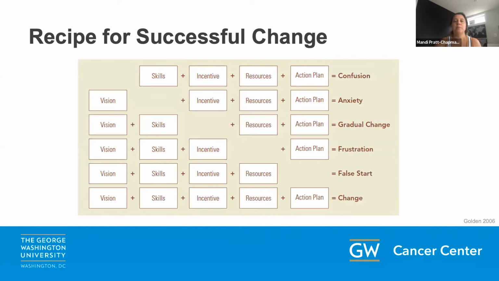And this was one of the most powerful figures. I don't think this article is super popular. Other than grad school, I haven't really seen it anywhere, but this was super helpful to me to think about what you actually need for change to happen.